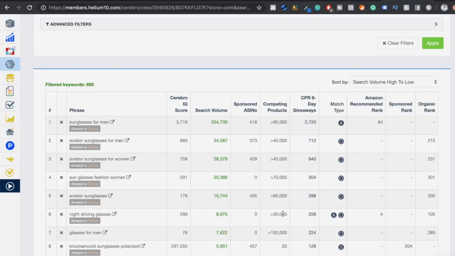So you're going to want to grab keywords like this and put them in a PPC campaign. I know, guys, this is probably going to be really difficult for some people to do, but in reality, if your product isn't selling, you need to do everything you can to get it to sell.